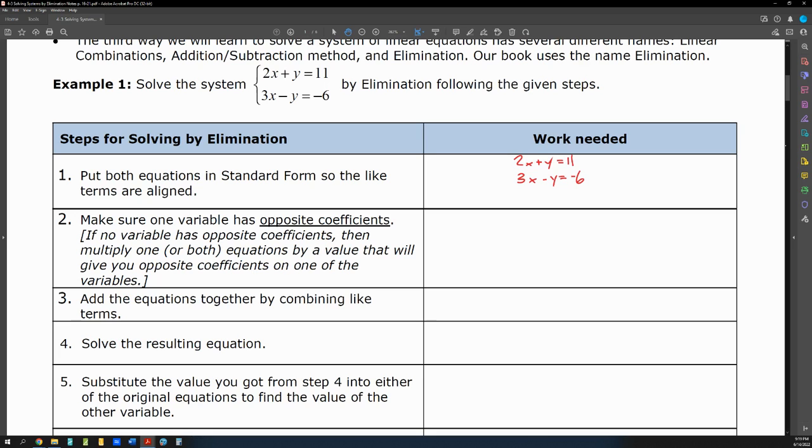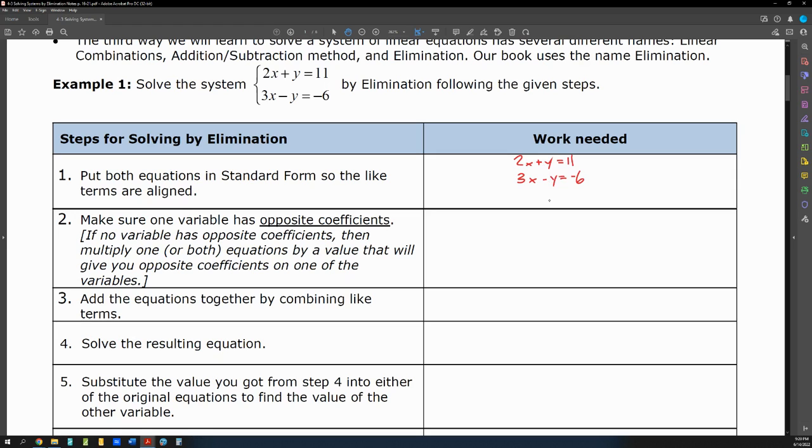I noticed that in this example, we do have that. Not in the x term, but in the y term. The top equation has a coefficient of positive 1, and the bottom equation has a coefficient of negative 1. So these are opposite coefficients. So we're ready to eliminate.